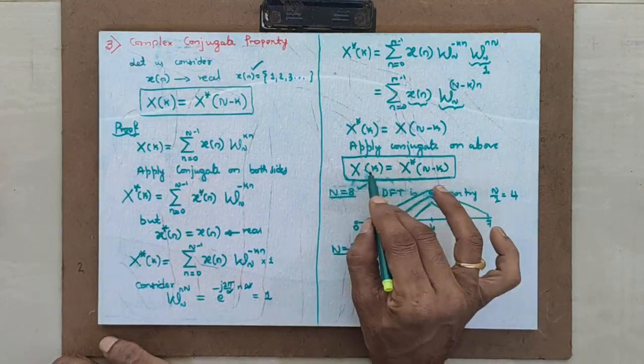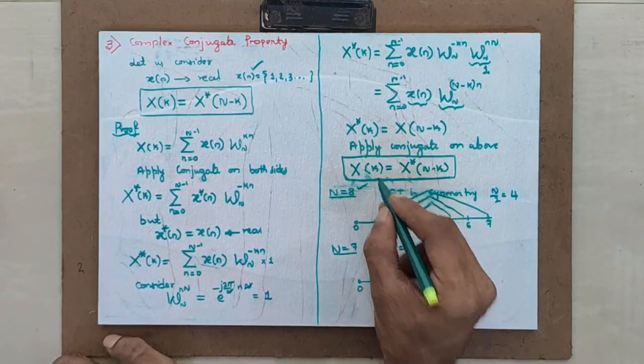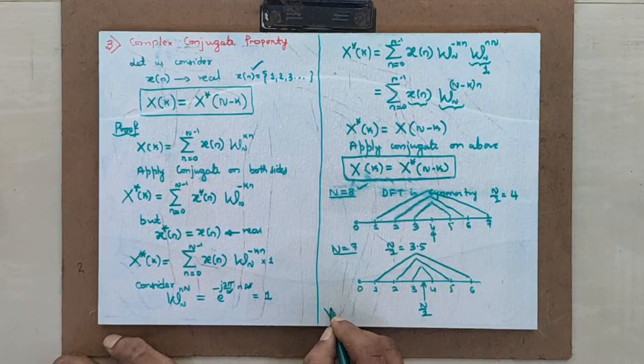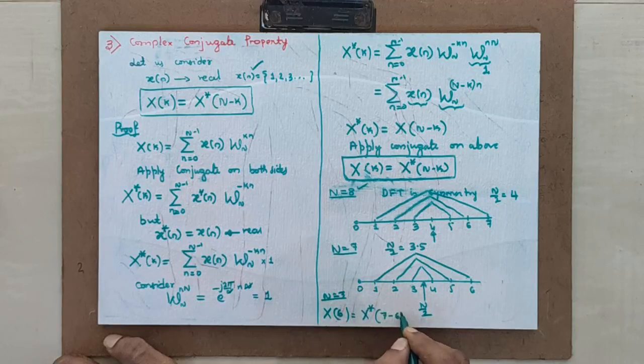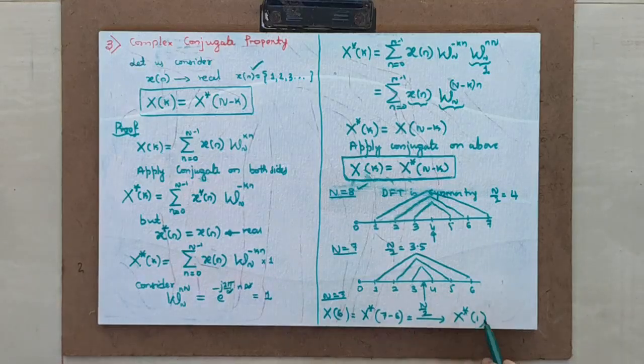Obviously, here you can apply this formula also. For example, if you want to apply this formula, what is x6? Suppose you are taking a 7-point DFT, n is equal to 7, okay? x6 you want to find out. What is x6? X conjugate of 7 minus 6, that means it is nothing but x conjugate of 1. x6 is x conjugate of 1. That is the meaning. The example which I am solving in the next board will clarify everything to you.